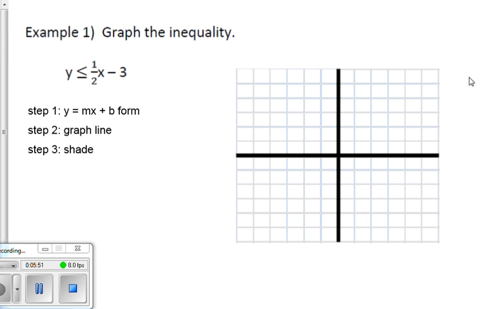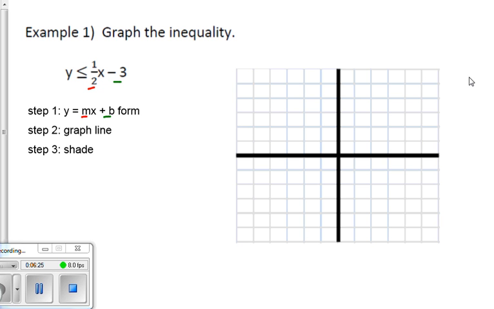Okay, let's look at our first example. Graphing the inequality y is less than or equal to 1/2 x minus 3. Okay, we need to first get it into the slope-intercept form, the y equals mx plus b form. Now in this case, that's already done for us. We can see our m, the slope, is going to be 1/2, and b, our y-intercept, is negative 3, or minus 3, down 3. So now we need to graph our line.